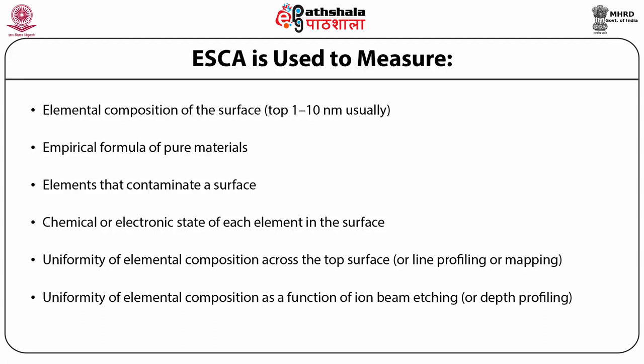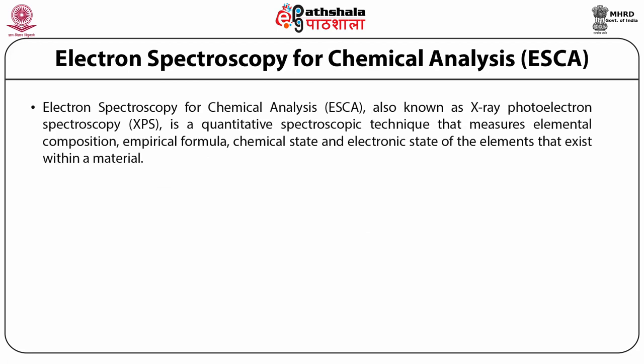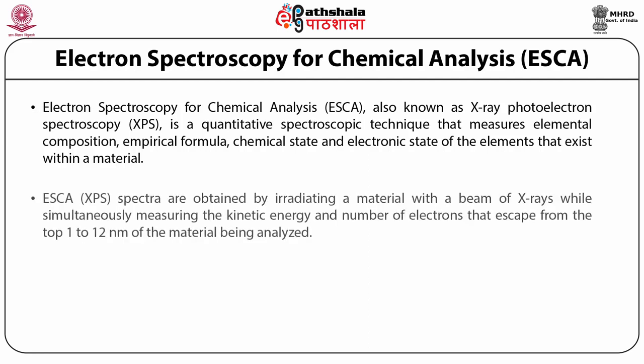Electron spectroscopy for chemical analysis, also known as X-ray photoelectron spectroscopy, is a quantitative spectroscopic technique that measures elemental composition, empirical formula, chemical state and electronic state of the elements that exist within a material. ESCA spectra are obtained by irradiating a material with a beam of X-rays while simultaneously measuring the kinetic energy and number of electrons that escape from the top 1 to 12 nanometer of the material being analyzed.